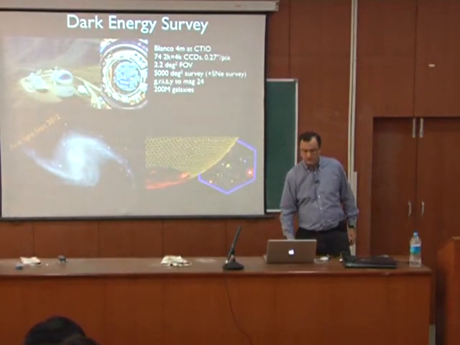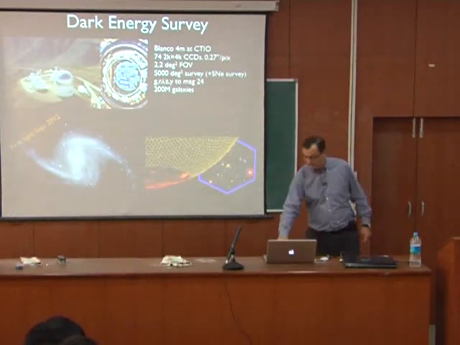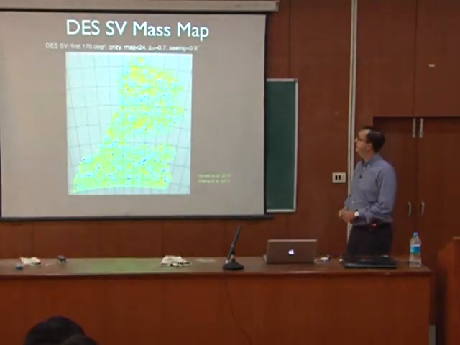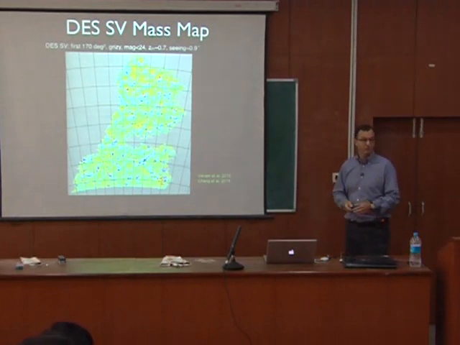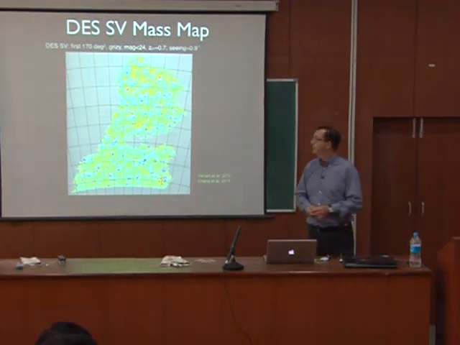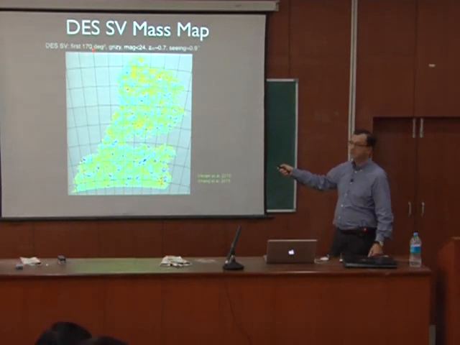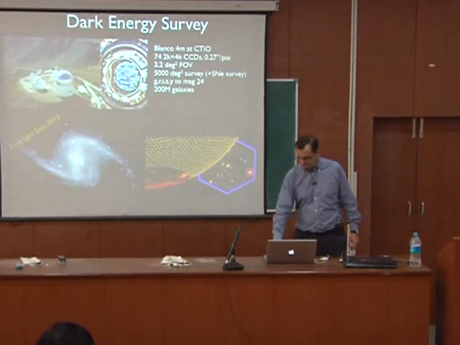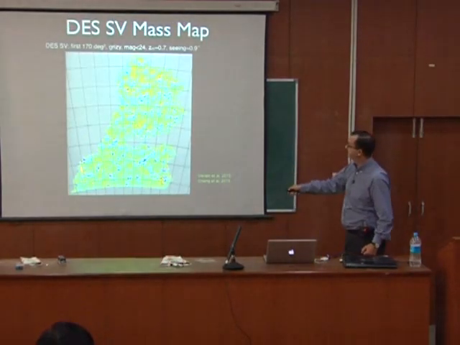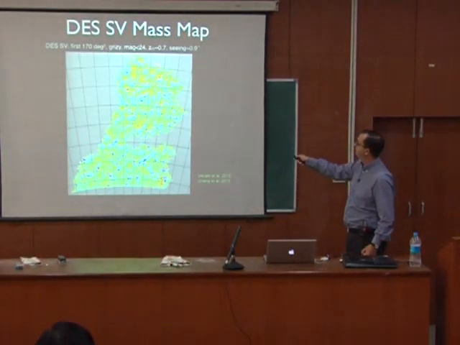So we started doing an analysis of the first data set. It's called the science verification data. This is a data set which is meant to check that the instrument and survey are performing as we want for the weak lensing analysis. It's only a very small fraction, 170 square degrees out of eventually the 5,000 that we will cover. This is the pattern in the sky that we call the footprint of this science verification data.